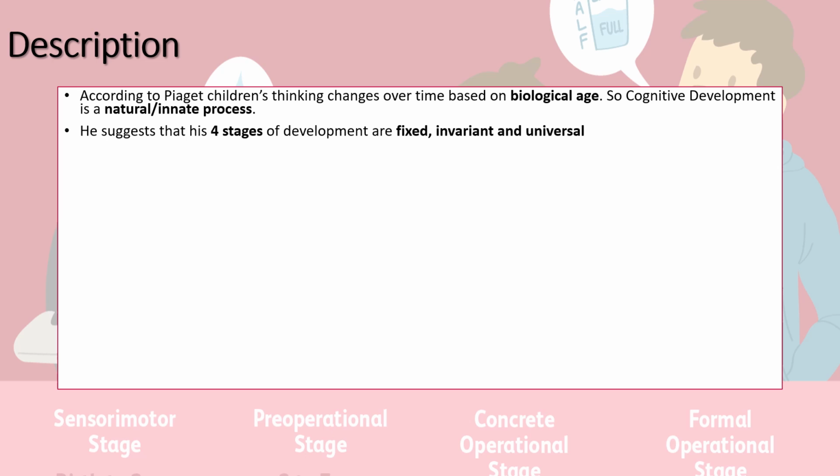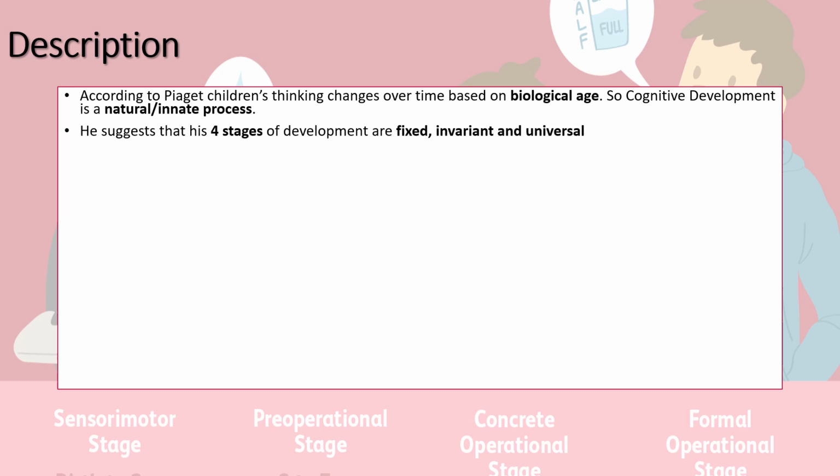He suggests there are 4 stages of development, and because they are related to biology, they are fixed, or invariant. This is the idea that they do not change. If a child is 3, for example, they will be in the pre-operational stage. They are fixed based on age. They also go in a fixed order, so it's always stage 1, 2, 3, 4. You couldn't go to stage 1, 2, 3, back to 2, all the way to 4.